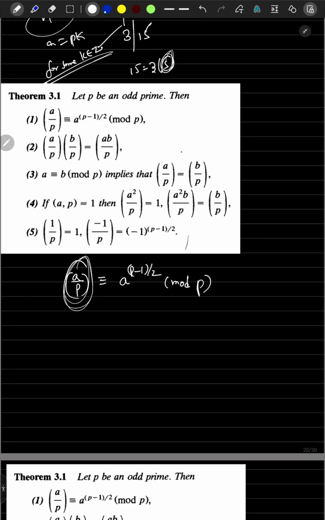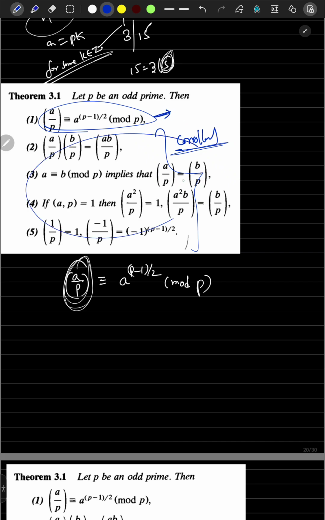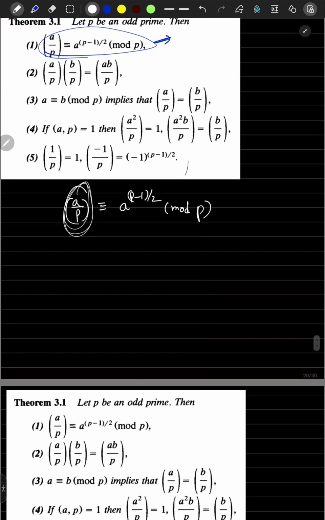Once you prove this theorem, the others are like corollaries. Corollaries means this is the main thing you have to know. From this one we can derive everything. So let's consider this case.